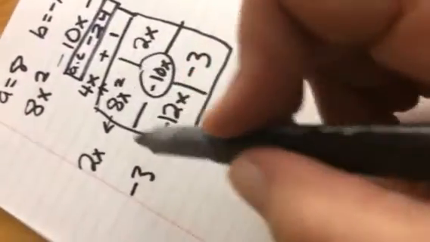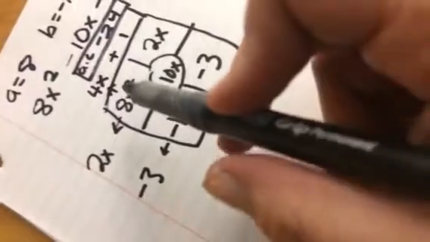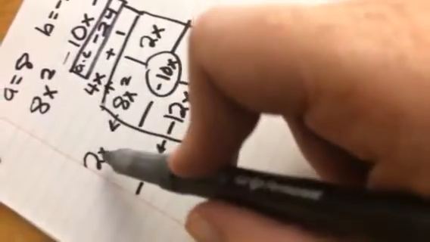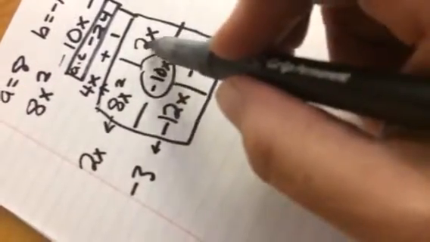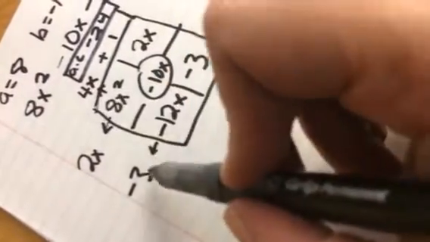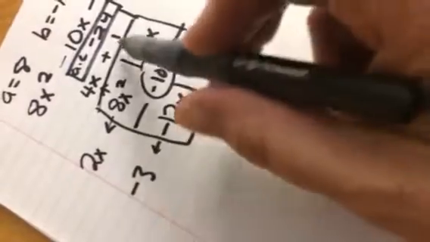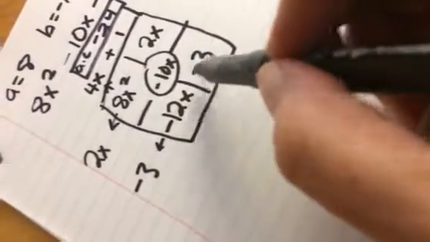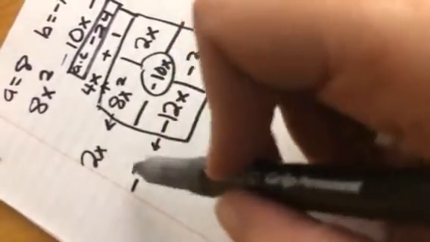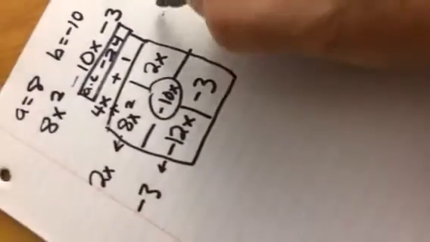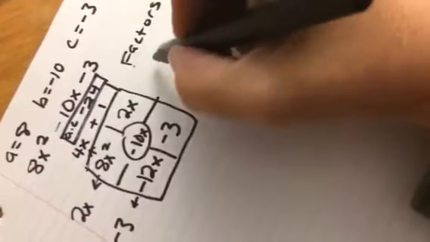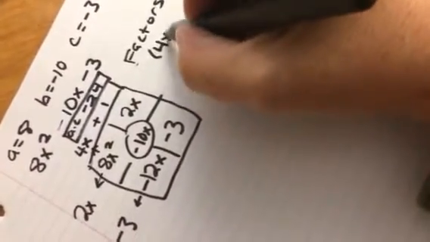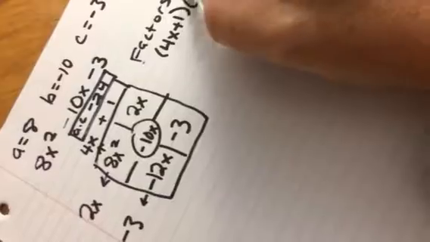Now I want you to notice that if I had box multiplied this, I would have gotten these answers because 4x times 2x is 8x squared. 1 times 2x is 2x. 4x times negative 3 is negative 12x. Negative 3 times positive 1 is negative 3. And then these are our binomial factors now. So my factors are 4x plus 1 and 2x minus 3.